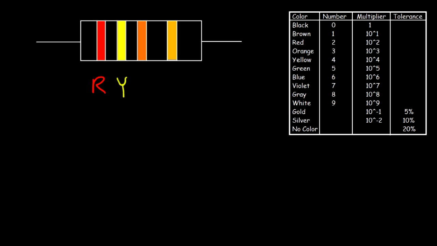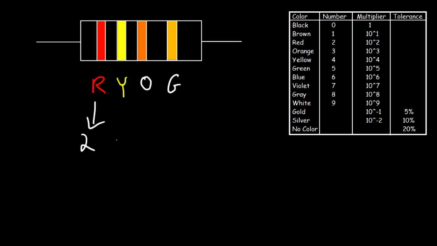The third color, let's just say it's orange. The last color is for the tolerance. It's usually either gold, silver, or no color. So let's say this is gold. I'm going to put a G for gold. So what you need to do is when you have the first color, which is red, look for the number in a table. So red corresponds to 2.